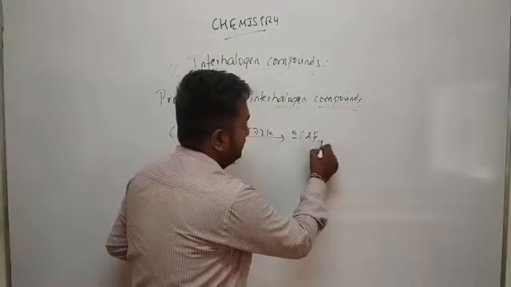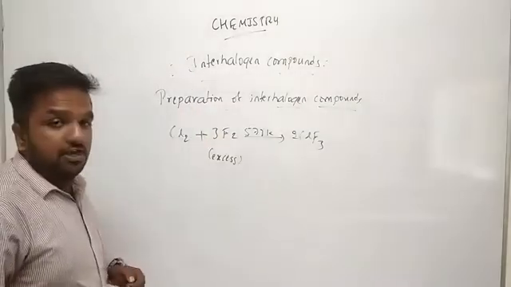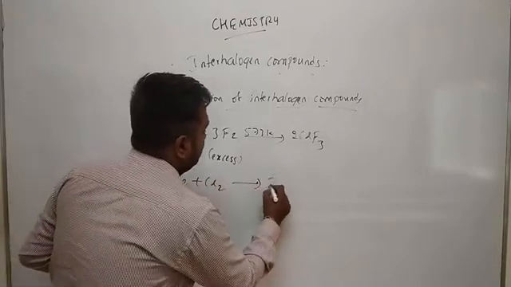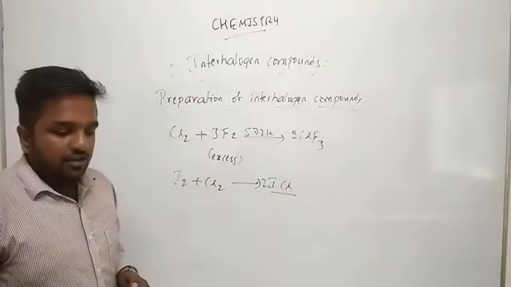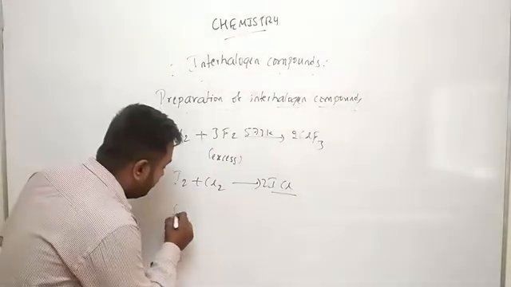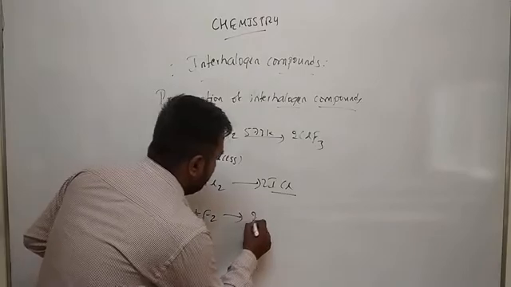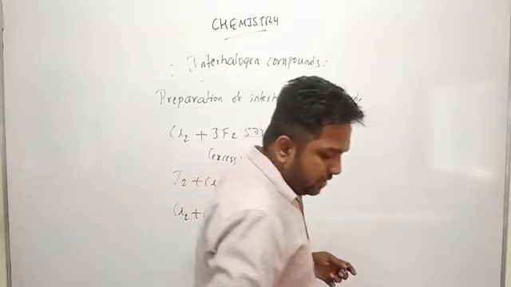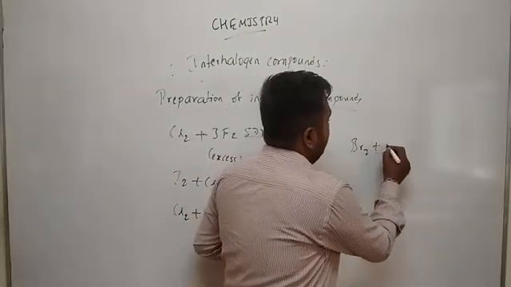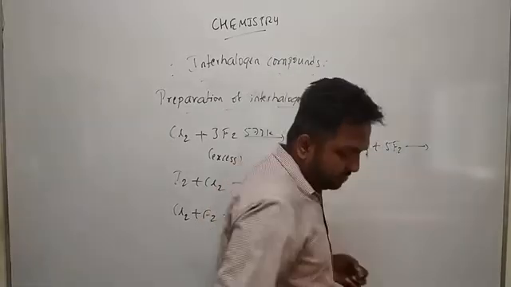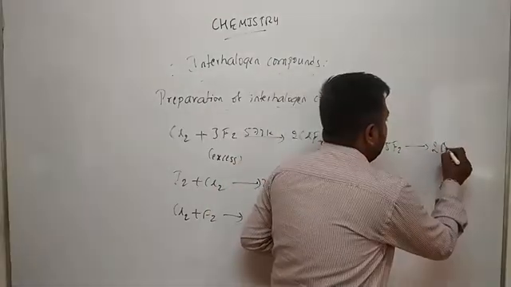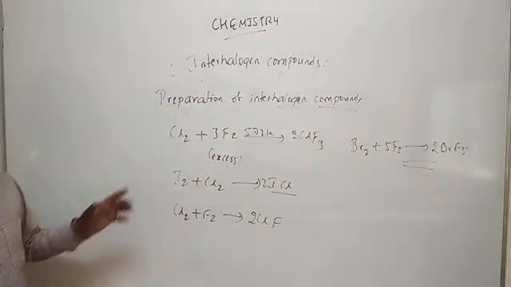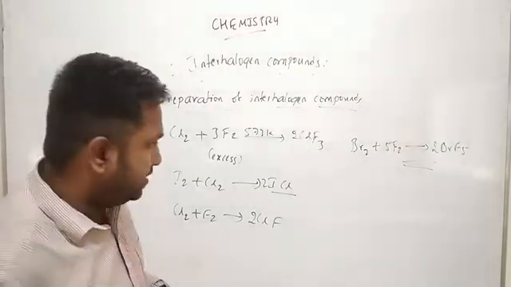So this is one of the interhalogen compounds. When you have equal volumes of iodine and chlorine, you get ICl. When you have equal volumes of chlorine and fluorine, you will get ClF. Let me take one more example from bromine. When bromine is treated with excess of fluorine, you get BrF5. Clear, students? These are some interhalogen compounds and their preparation.